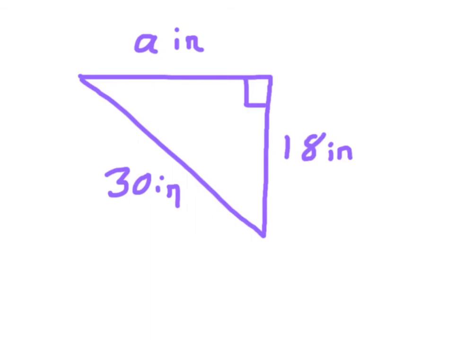In this one, find the missing side, A. You've got 18 inches as your height, 30 inches is your hypotenuse. What is A? I would recommend the Pythagorean theorem, because it is a right triangle. Move to the next page for the next question.